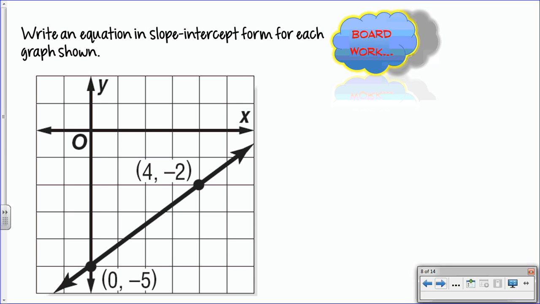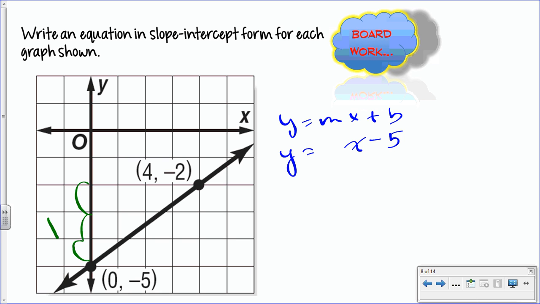Write the equation, again, y equals mx plus b. Where do I start with? Okay, so -5 right there for b, right? Nothing for x, nothing for y. My slope is 1, 2, 3. And then go, how many to the right?